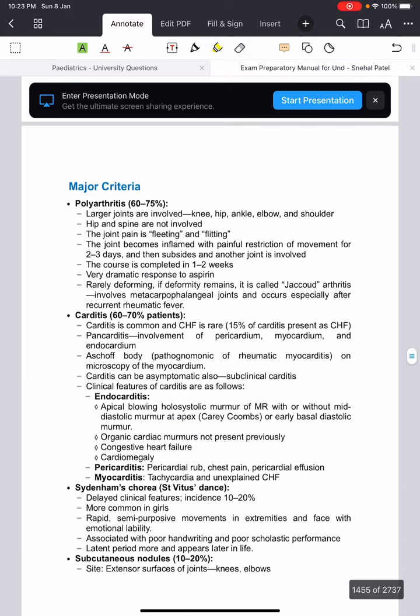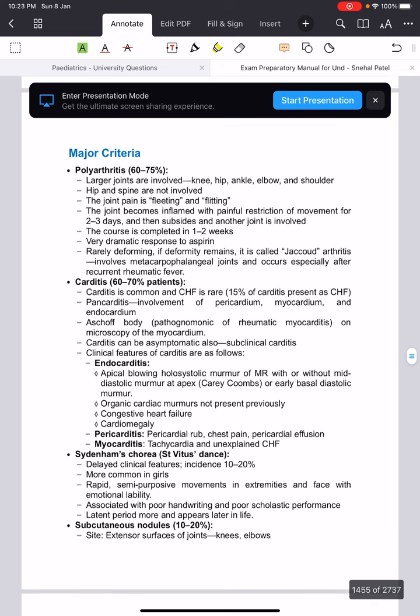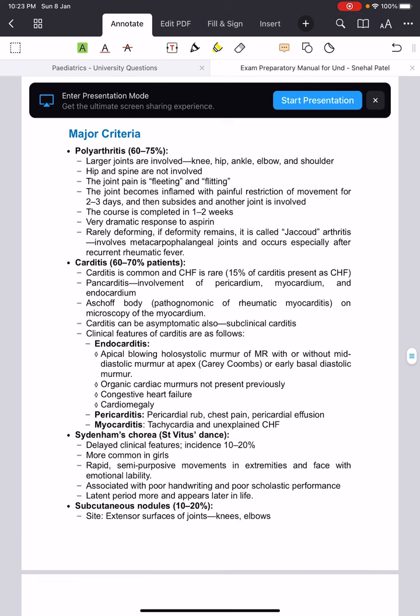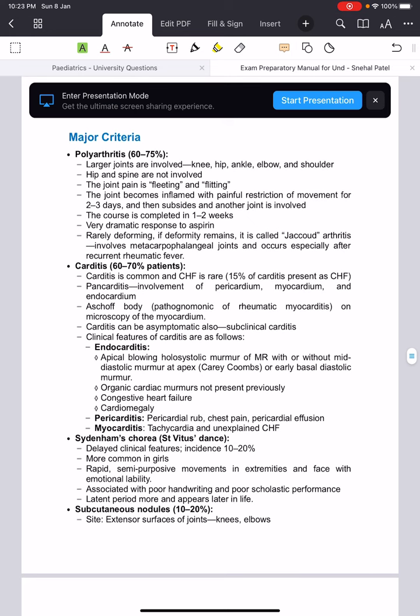So, what are the major criteria? We'll see in detail. Major criteria include polyarthritis, where larger joints are involved: knee, hip, ankle, elbow, shoulder. The joint pain is fleeting, meaning it will come and go. The joint becomes inflamed with painful restriction of movement for 2 to 3 days and then subsides, and another joint is involved.